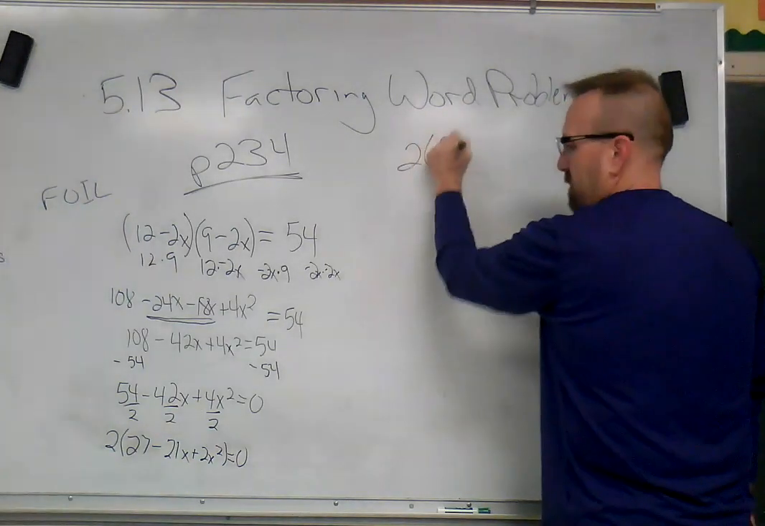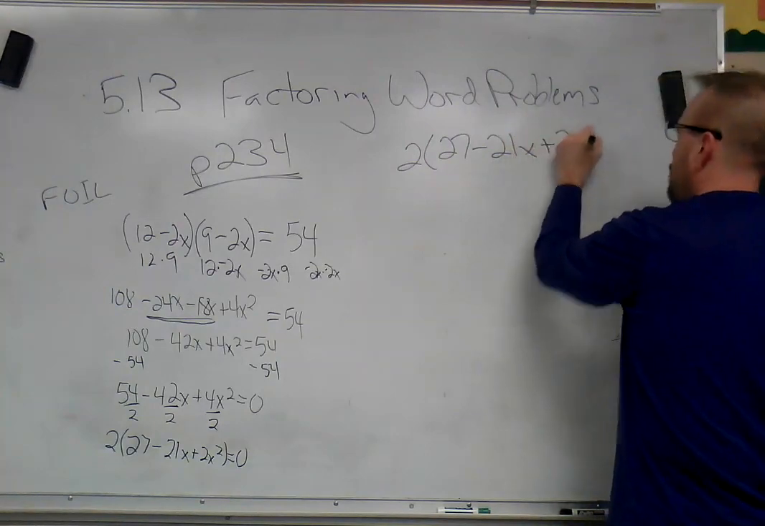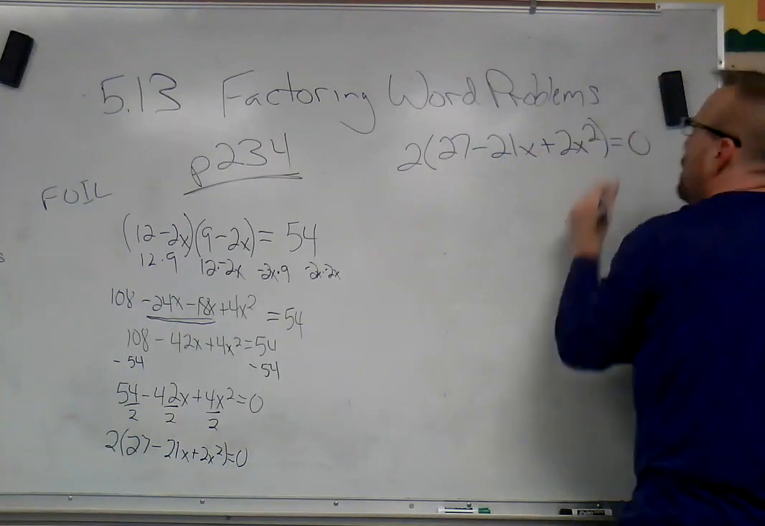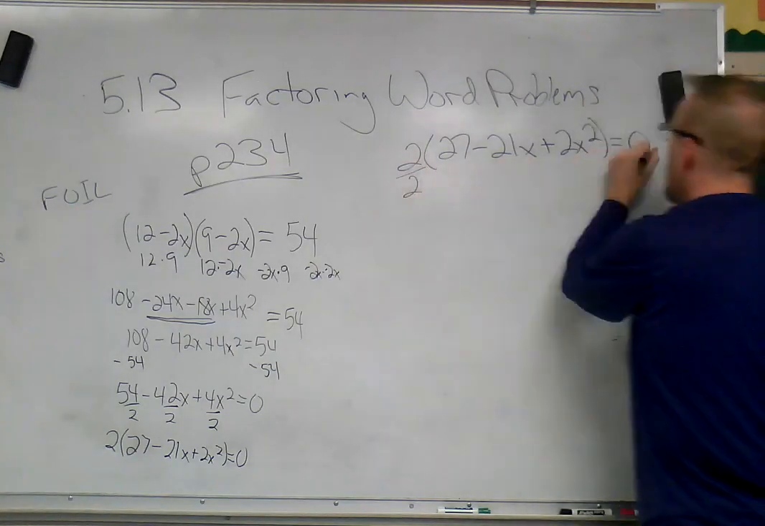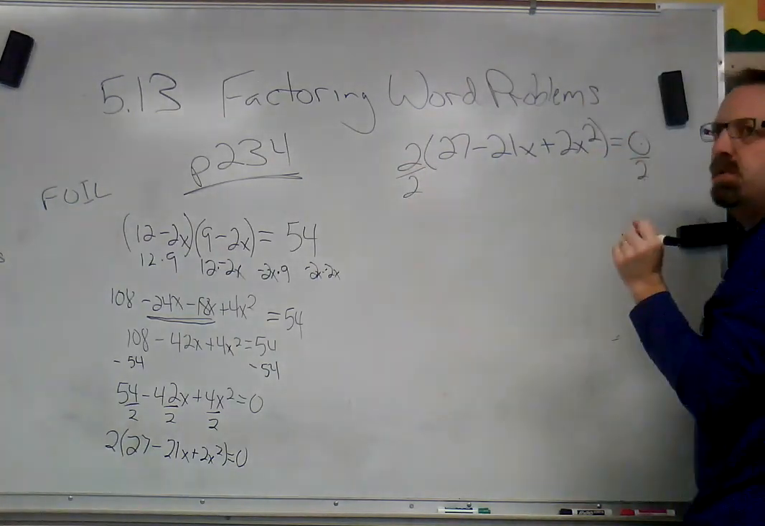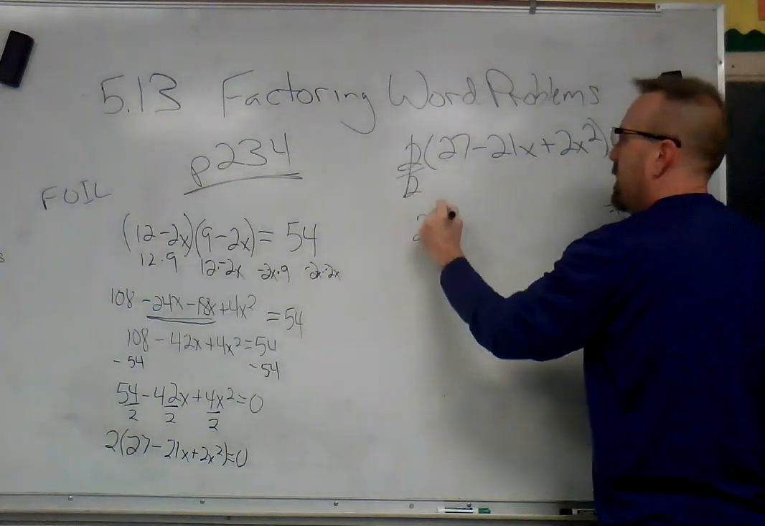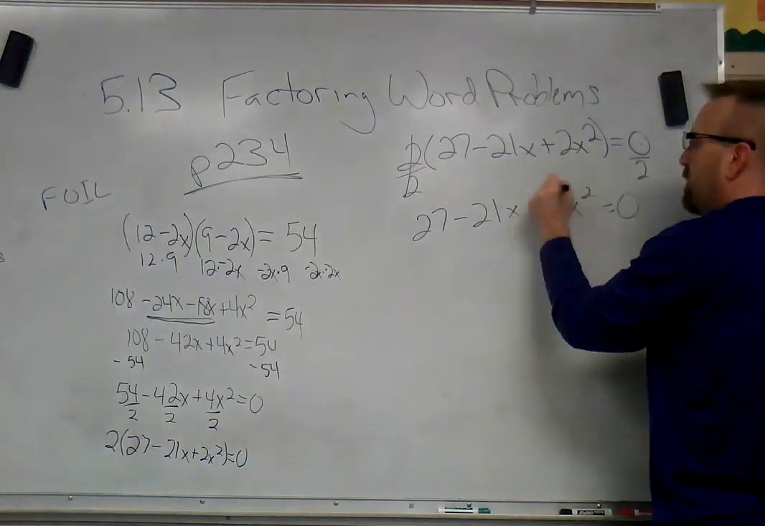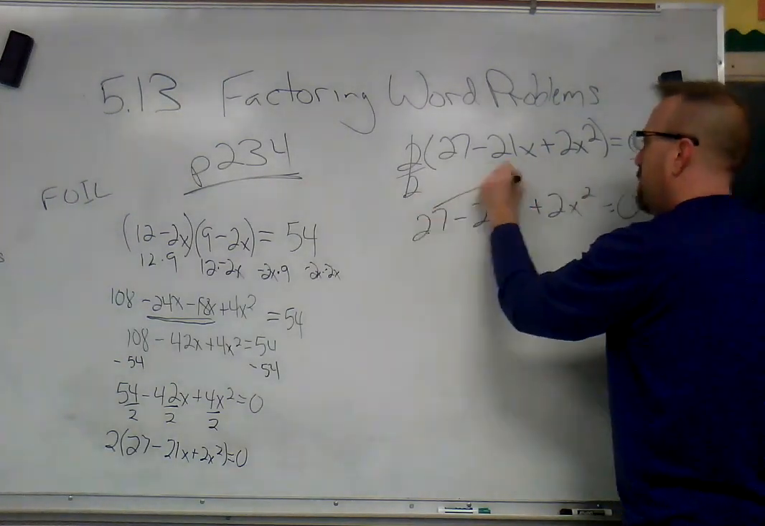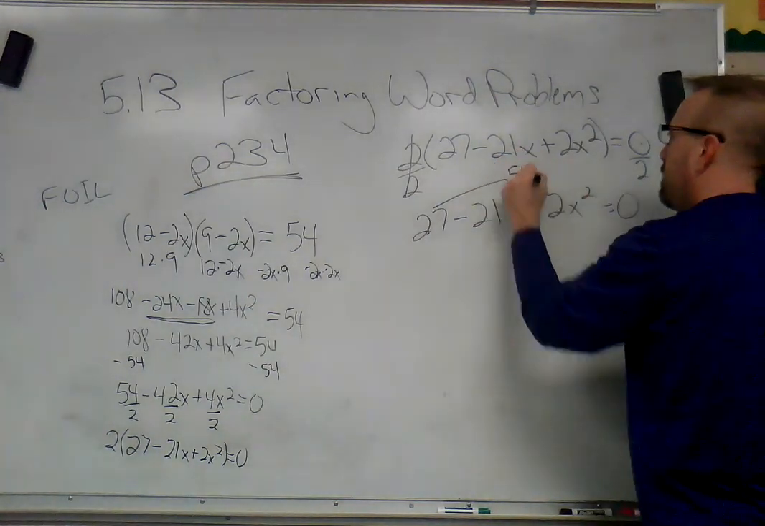Two times 27 minus 21x plus 2x squared equals 0. Now, let's divide by 2 and see what happens. What's 0 divided by 2? 0. So that 2 went away, so we've already made our equation simpler. Now, we have a coefficient here and here. What do we need to do with those two? Multiply them. We get 54.